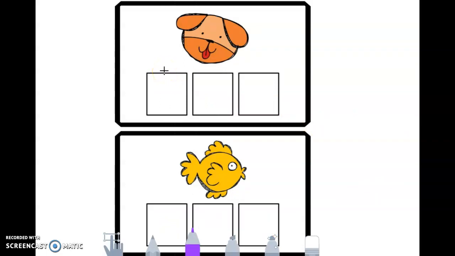Let's do another one. Take a look. Dog. D-o-g. Write the letters of the sounds you hear. Let's check it. D-o-g. Are those the three letters that you wrote? And one more.